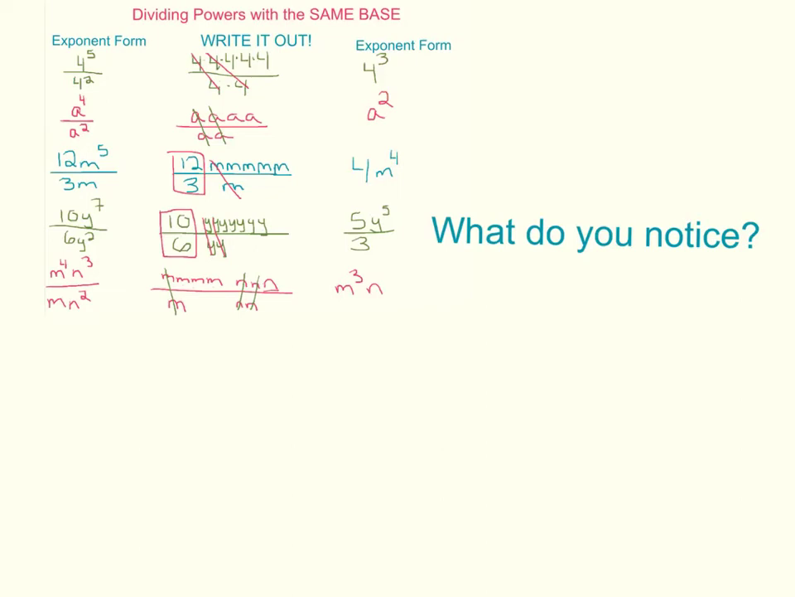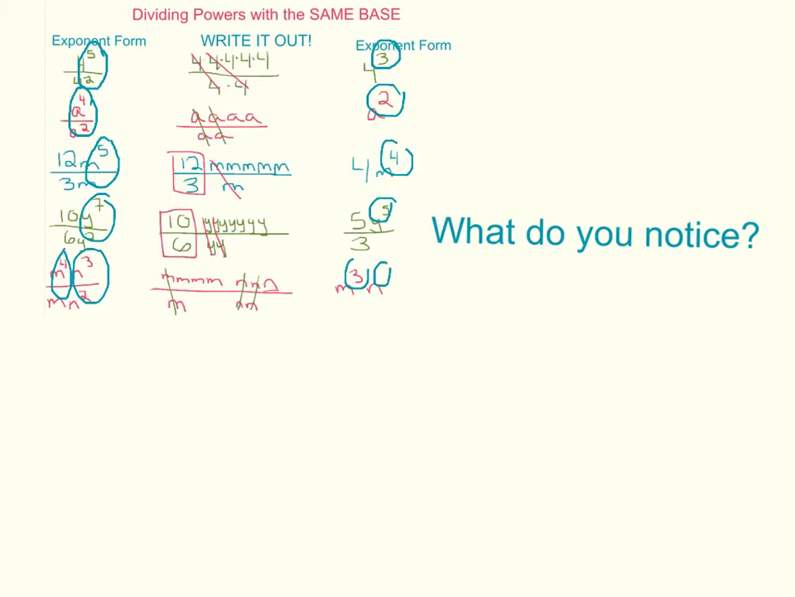Let's look back at what we just did and see what we notice. Here we have the exponents 5 and 2, and in my answer we have 3. Here exponents 4 and 2, final answer 2. 5 and 1, 4. 7 and 2, 5. 4 and 1, 3. 3 and 2, 1. So what is going on?